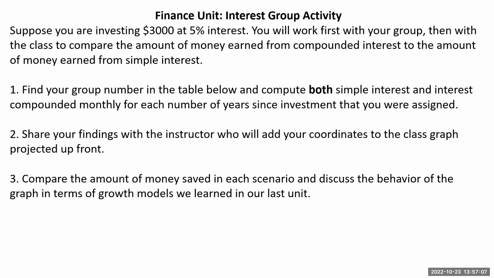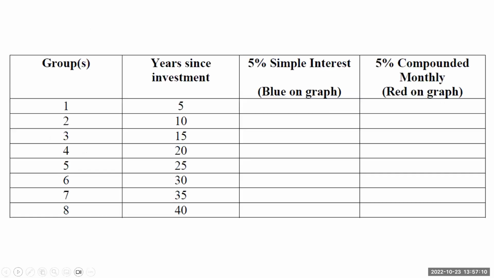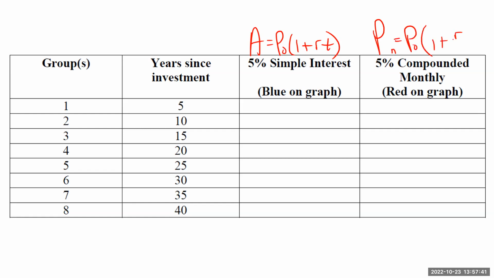All right, so we're going to go here to our chart. And because you're the only one here today, you're going to have to do group 1, 2, 3, 4, 5, 6, 7, and 8. All right, so we're going to need two formulas here. The first formula we need is the simple interest formula. So that would be A equals P sub 0 times 1 plus RT. Second formula we need today is compound interest. P sub n is equal to P sub 0 times 1 plus R over K to the NK power.